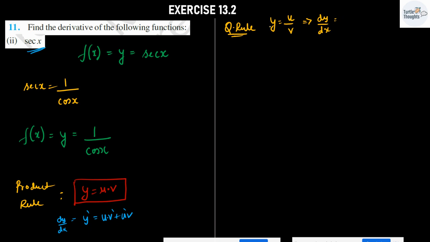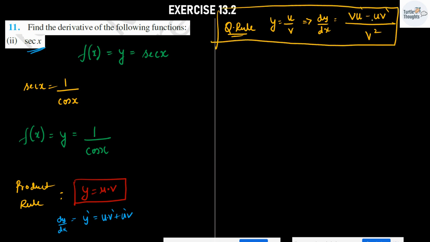Okay. If I have y is equal to u divided by v, two terms divided with each other, then the differential of y with respect to x is given by v multiplied by u dash minus u multiplied by v dash, divided by v square.